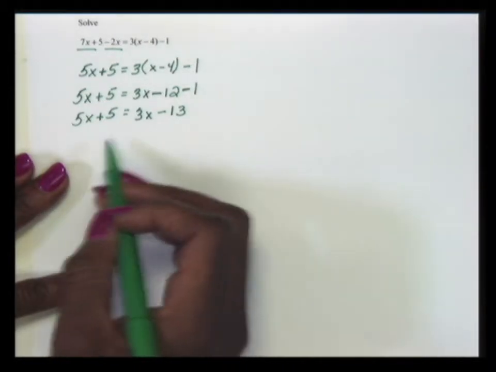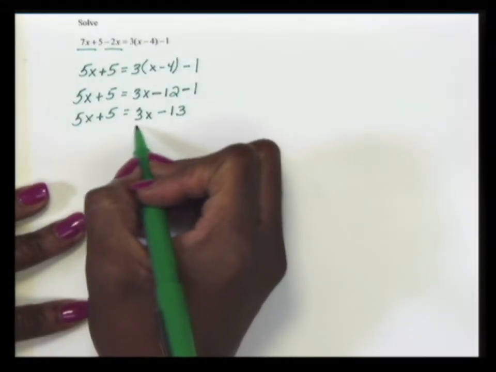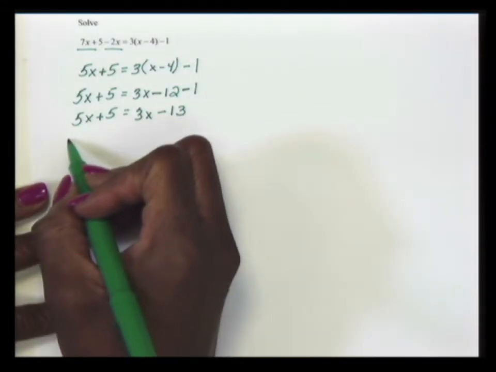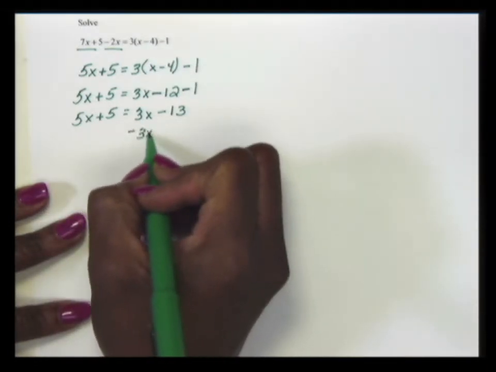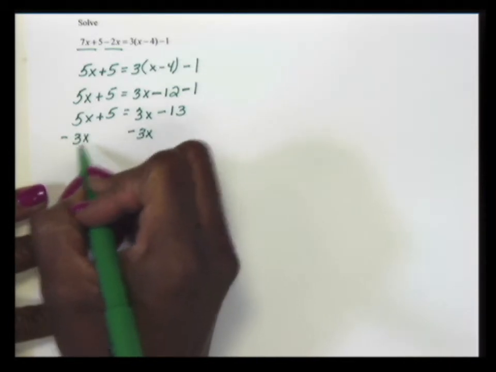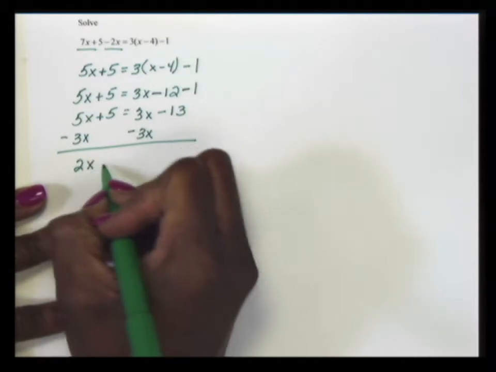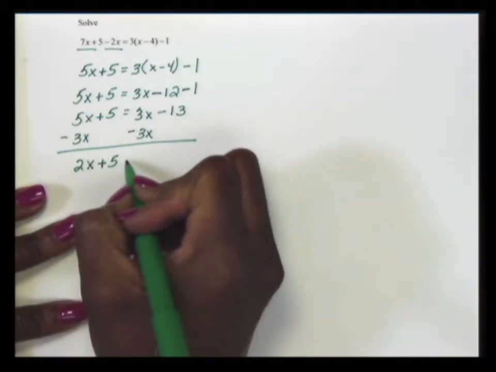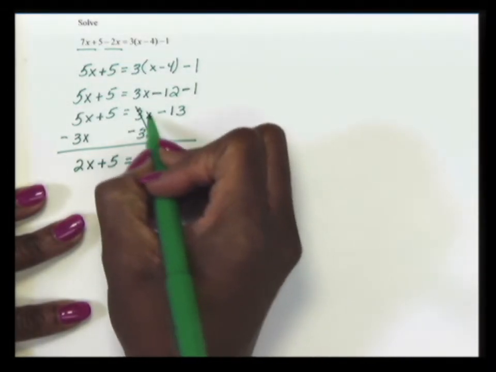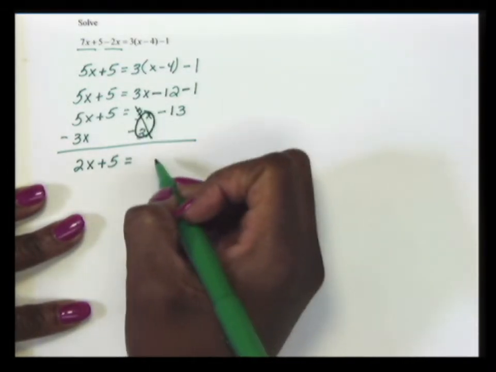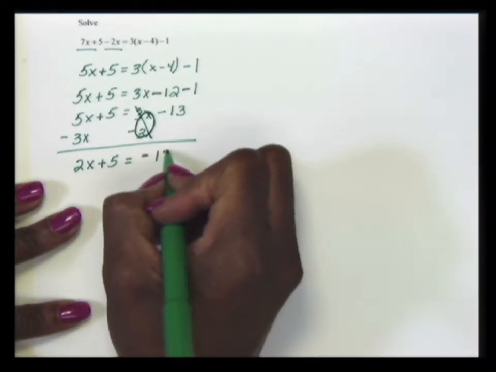It doesn't matter which one we move, but for some, it is easier to move all variables to the left-hand side. So that's what we'll do. We'll subtract 3x from both sides of the equation. 5x minus 3x will give us 2x. Bring down the plus 5. It's equal to 3x minus 3x is 0. There's no variable left on the right-hand side. We do have the negative 13.